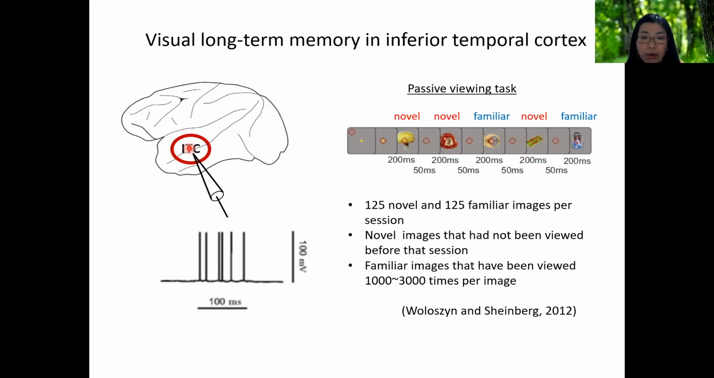To illustrate how we can infer the form of synaptic plasticity from in vivo data, we consider the data obtained from Sheinberg et al. In this data, the monkey passively views novel versus familiar stimuli, which are shown very briefly. For each neuron, 125 novel and 100 familiar images were shown, and its responses were recorded.